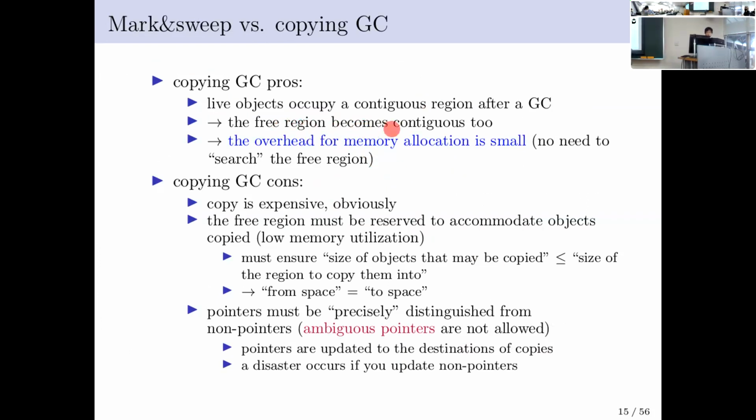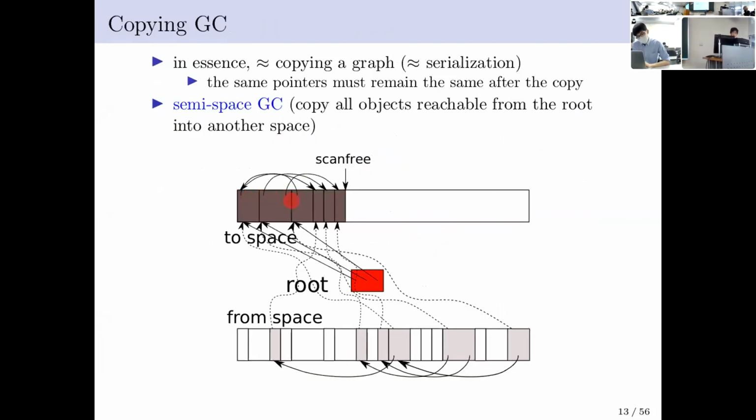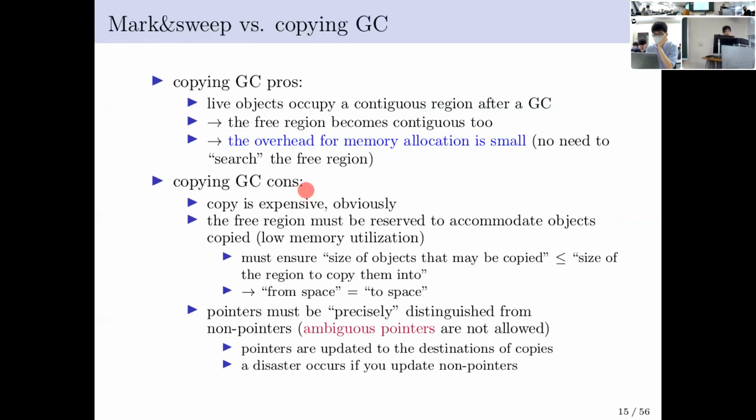And the free region becomes contiguous too, right? So these are the live objects. This is the free region the application is going to use for subsequent allocations. Both are contiguous. So this is a very good point. The reason why it is good for the free region to be contiguous is that memory allocation becomes very cheap.